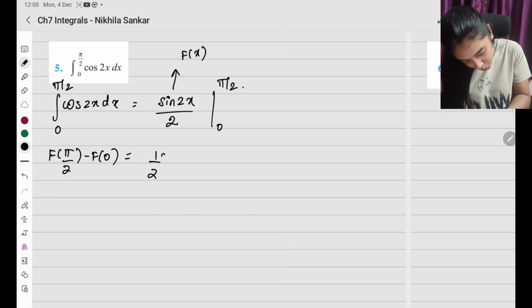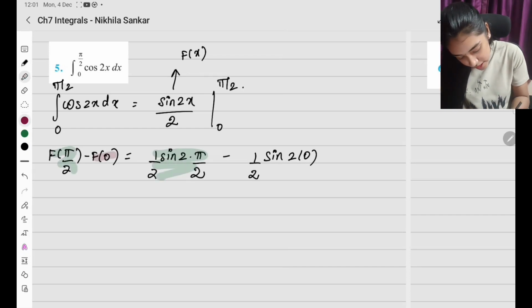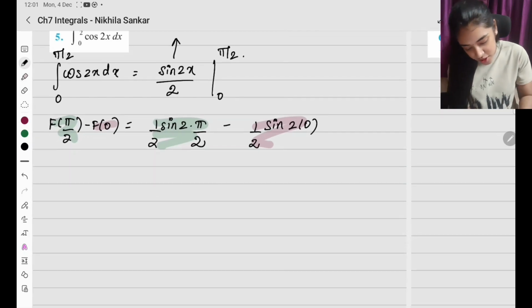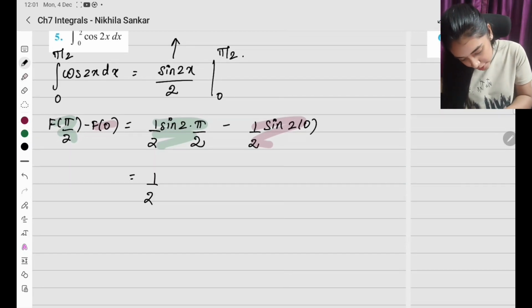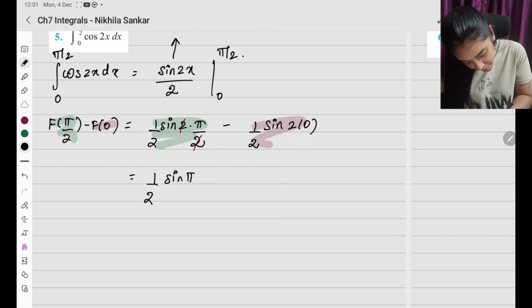So I have 1 by 2 sin 2 times pi by 2, first f of pi by 2, minus f of 0, which is half sin 2 times 0. Understood? So this is my f of pi by 2, and this is my f of 0. The 2 cancels, nothing else cancels here. So I have half sin pi minus half sin 0.